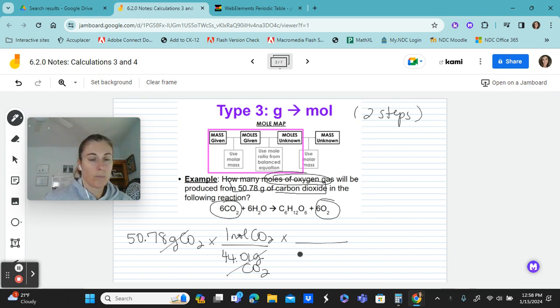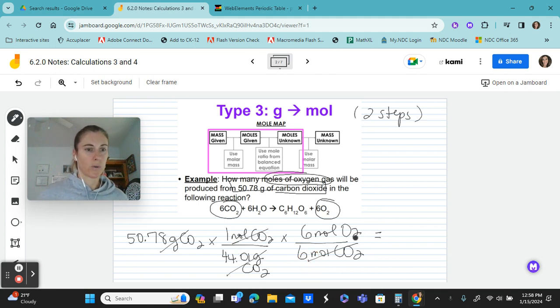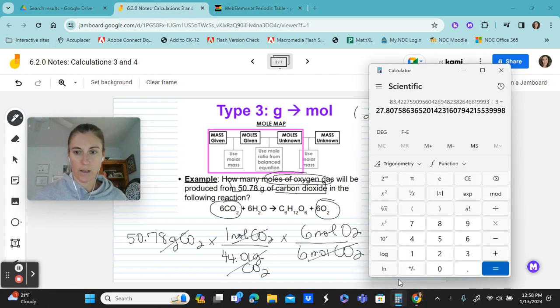Now we're going to do our mole-mole ratio. We have 6 moles of carbon dioxide. That will go on the bottom to get rid of it. And we are going to go to 6 moles of oxygen. Now I get that that is not going to change it mathematically, but just showing you the setup here. So in my calculator, I'm going to just hit 50.78 divided by 44.01. And that gives me 1.154.